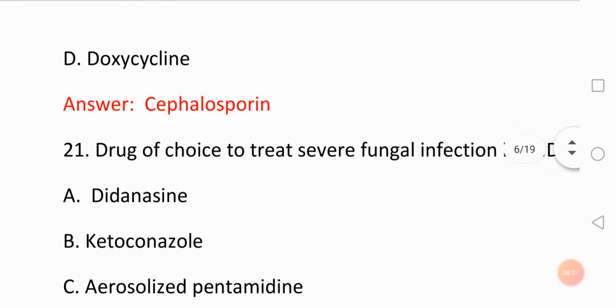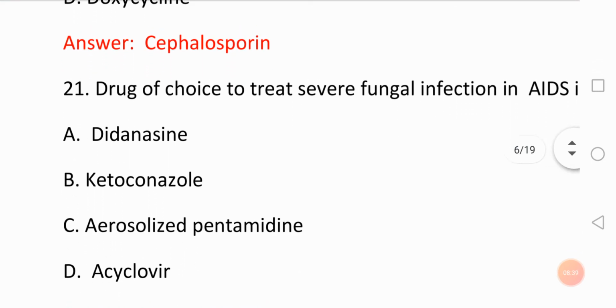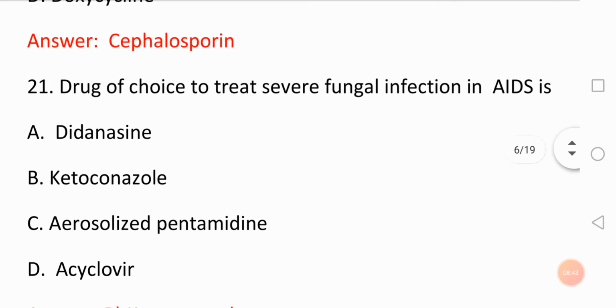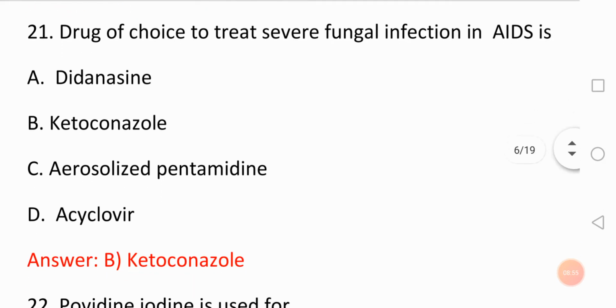Twenty-first question: the drug of choice to treat severe fungal infection in AIDS is A. Didanosine, B. Ketoconazole, C. Aerosolized pentamidine, and D. Acyclovir. And the answer is B, ketoconazole.